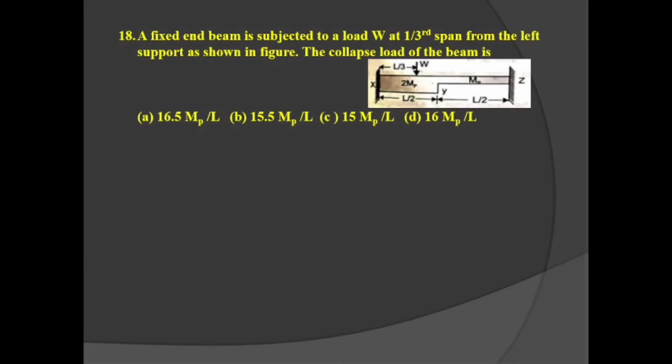Now here it is fixed, and as we know the value is 2 times that of the simply supported beam or the propped cantilever beam. So here Pu is equal to 2 times 7.5 MP by L, that is the final answer, 15 MP by L. C option is correct. 15 MP by L, C option is correct. That is a very important fundamental. Okay, please note it down very fast.